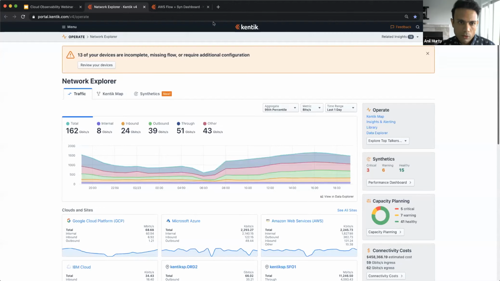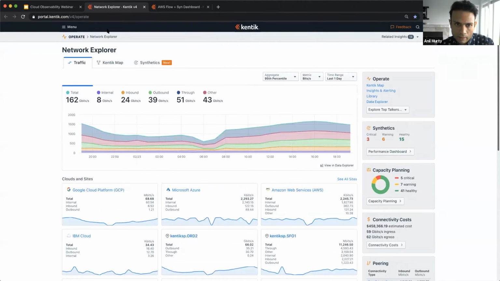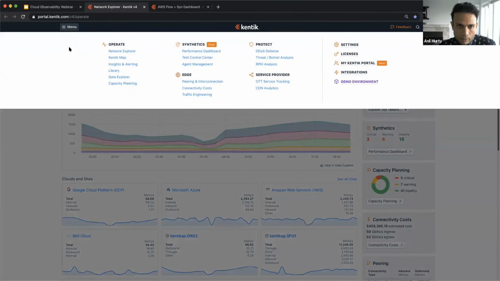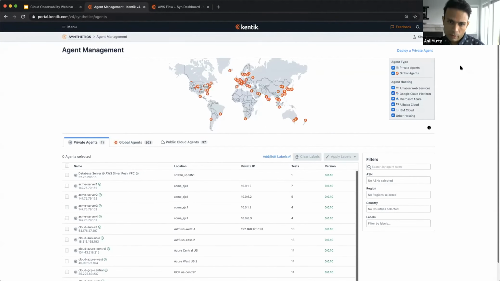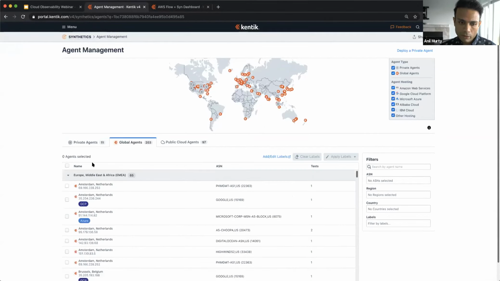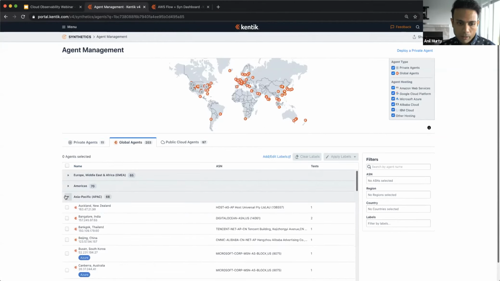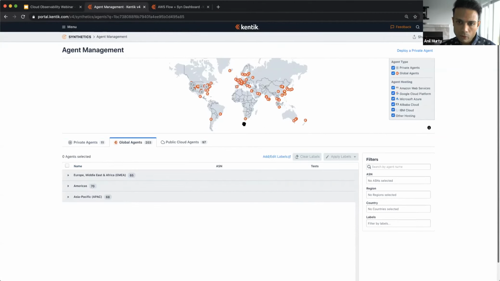Here I am back again in our Network Explorer view that Dan started with as well. But rather than spending time in this portion of our product, I'm going to jump into the Synthetics portion of our product, and I'm going to start with agent management. As I mentioned, Synthetics is all about testing actively. So you're generating traffic and you're measuring performance to a specific location. As you can see in the map above, we have these global deployments of synthetic agents that we provide you out of the box.